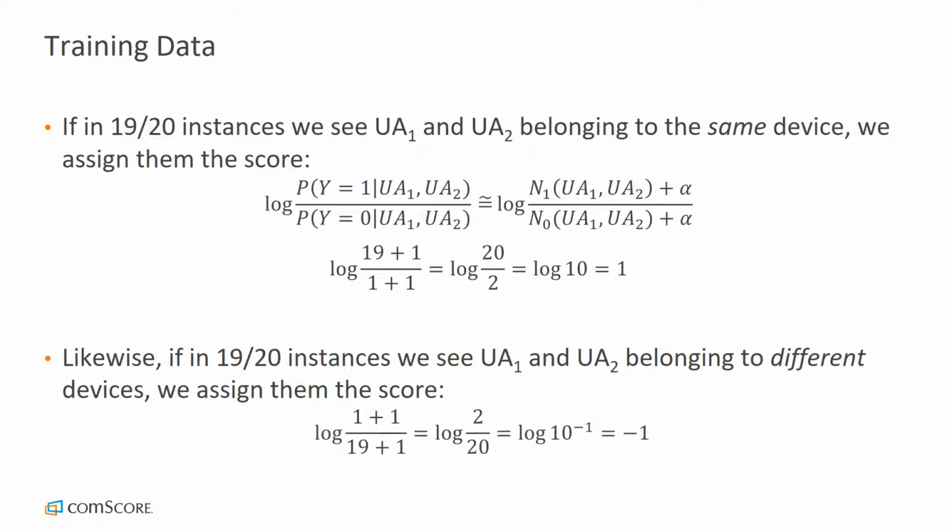Note that scores become increasingly positive as we see more evidence for 2 features coming from the same device, and increasingly negative as we see more evidence for them coming from different devices. A score of 0 represents that we have equal evidence in both directions.